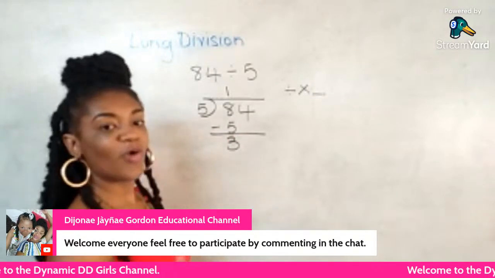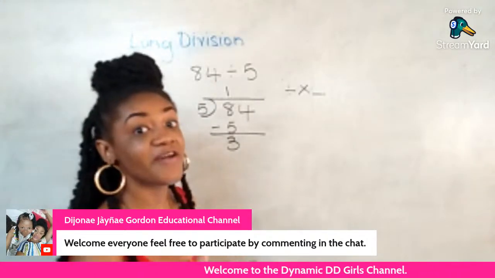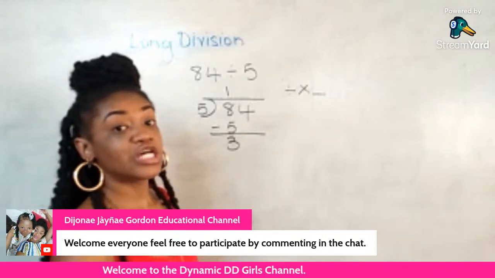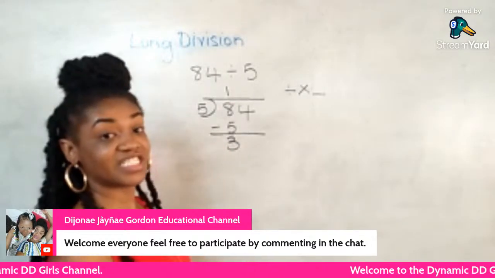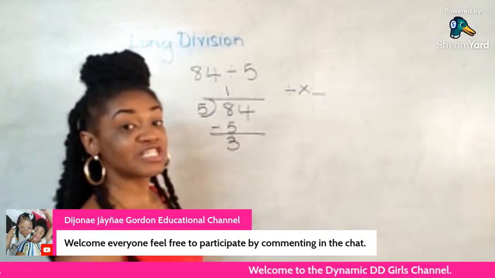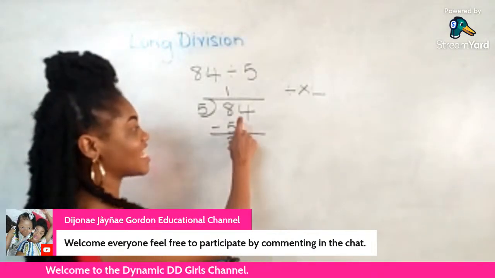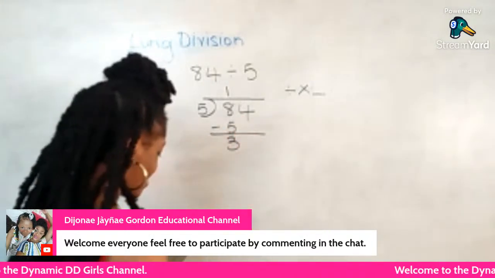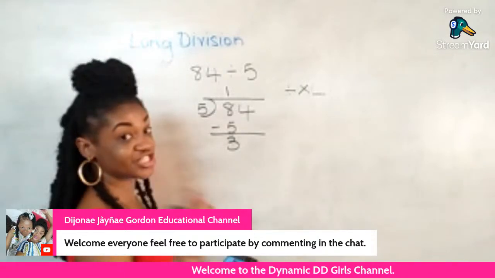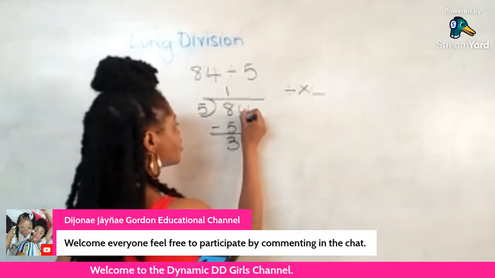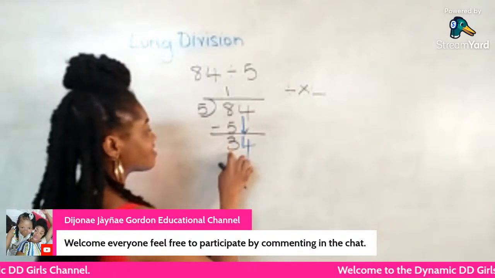First, you ask yourself if you can get a group of 5 from 3. We know that 3 is a smaller digit than 5. So you look to see if there's a next digit in line, and we carry it down. I have a next digit, which is 4, so I carry down my 4. Now I have 34.